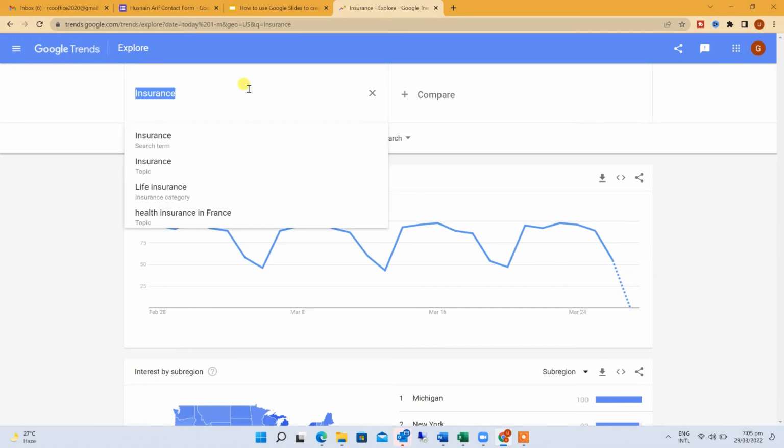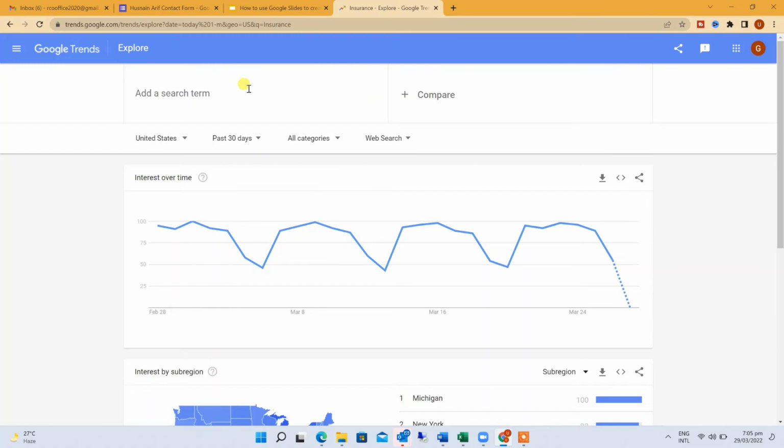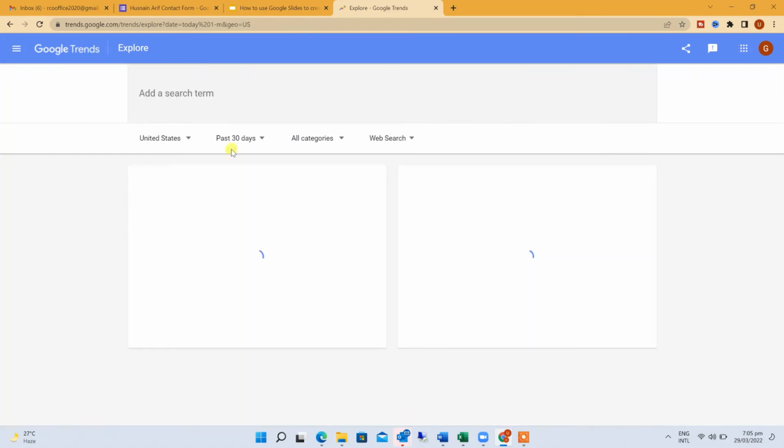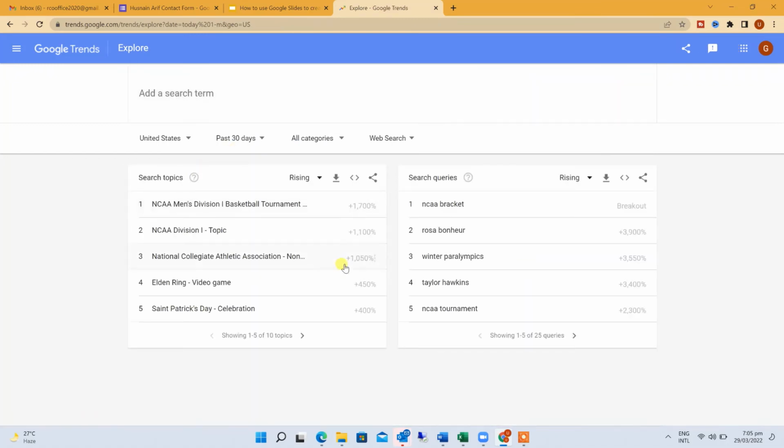So what if I don't enter any search term and just hit the enter button? Now it is going to show us what people are really searching for in the United States in the past 30 days. You can see the search queries 1 to 5, and you can see the percentage, the popularity they are getting in the general public. All this is live data being taken from Google search and shown to you.